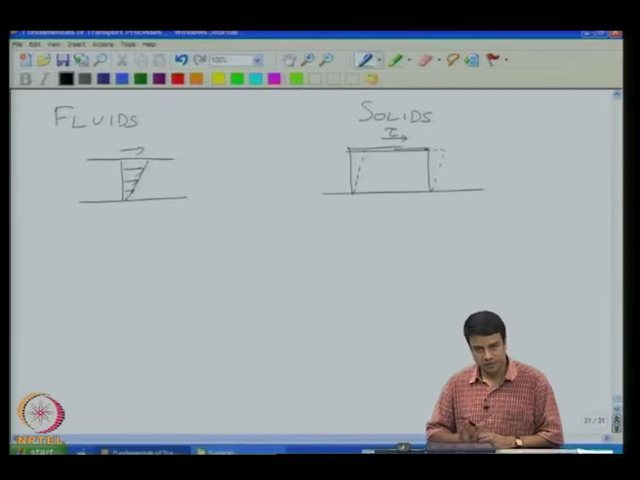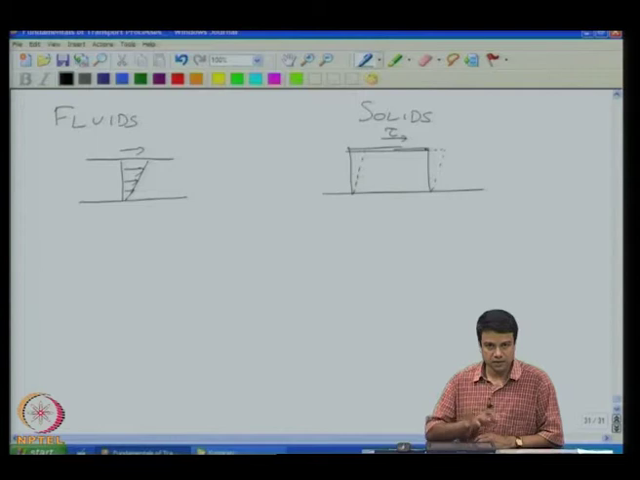It creates a displacement of solid material points around their unstressed states. So, there is a displacement field, and this displacement field can be characterized using a strain within the solid. In a fluid, an applied stress creates a velocity field. The fluid will deform continuously as long as the stress is applied. It is not going to stop until the stress is removed from the fluid.